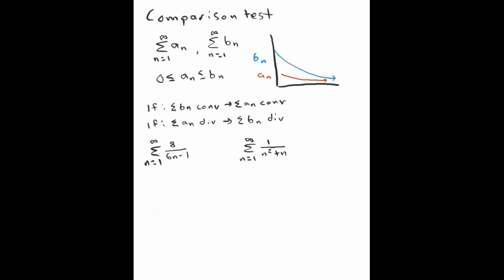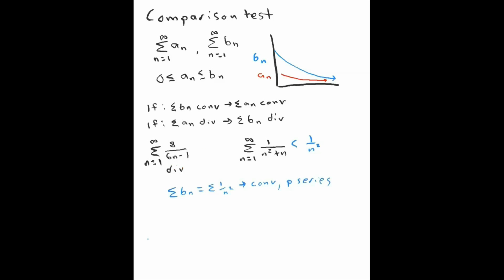The comparison test states that you have two series, an and bn, with one of them larger than the other. Then if the larger one converges, the smaller one also converges, and if the smaller one diverges, the larger one also diverges. For the first example, we compare a series to 1 over n by using the inequality 8 over 6n minus 1 is greater than 8 over 6n. This gives us an an that diverges by the p-series test, which means that our series 8 over 6n minus 1 diverges by the comparison test.